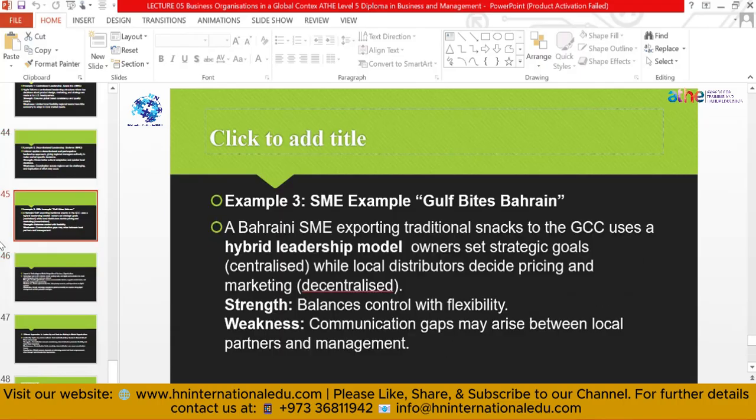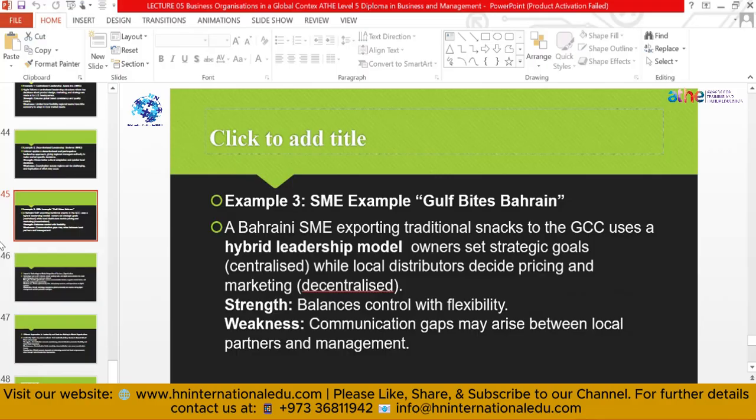This is the drawback of the participative and decentralized leadership style. And for the SME, we have Gulf Bites Bahrain. A Bahraini SME exporting traditional snacks to the GCC, Saudi, Kuwait, the UAE, uses a hybrid leadership model. Hybrid means you're using both centralized and decentralized together, and this is the best one.